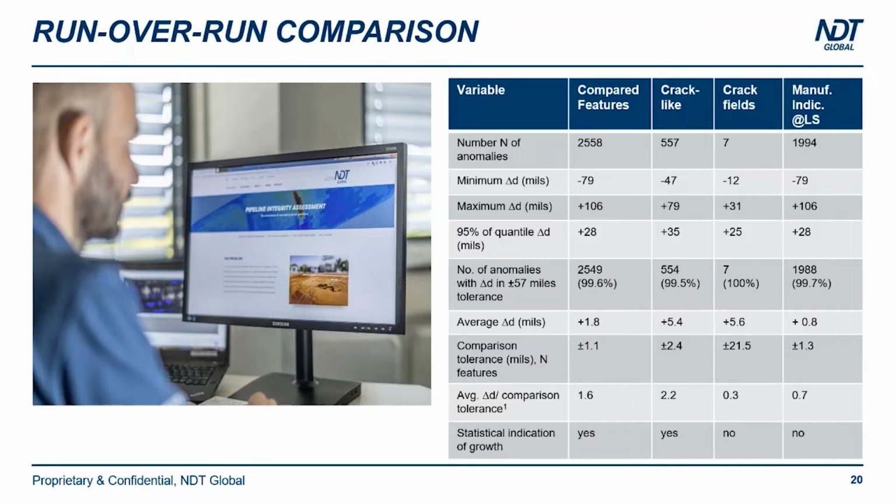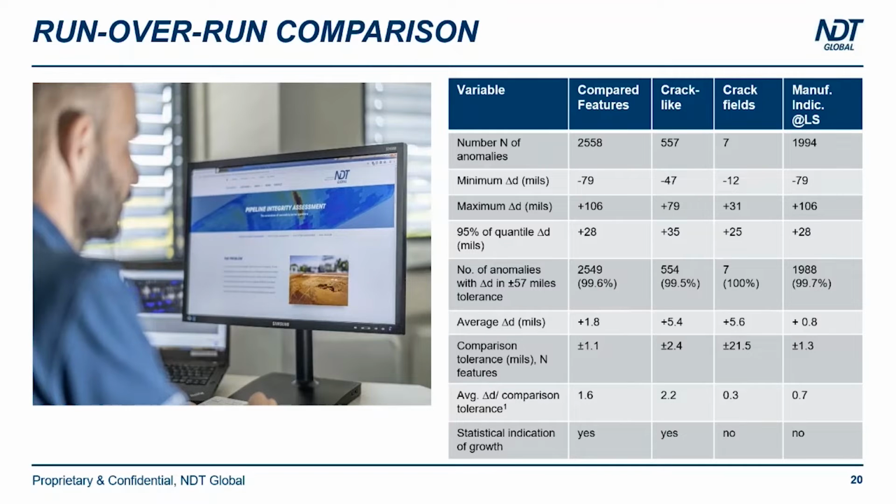This is a very simple table, one page, where we explain all the information that we're getting statistically in terms of how many anomalies we are comparing, what type of anomalies we're comparing, if they're crack-likes, if they're manufacturing related, if they're SEC. But the key thing here is that knowing all this information, knowing that the tools are working as designed, we are confident that this statistical information is very relevant to operators.